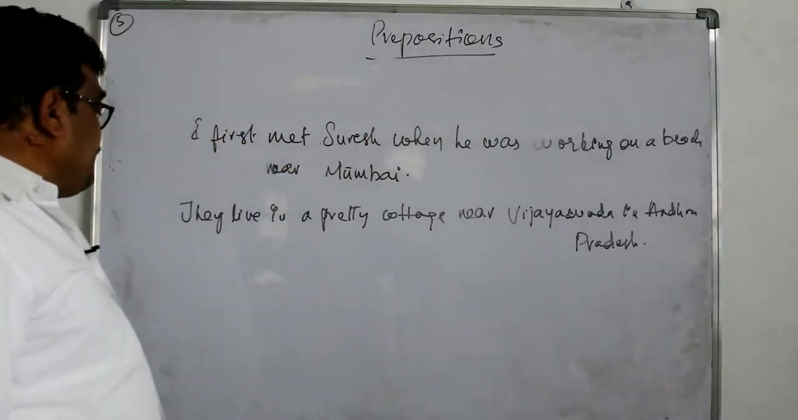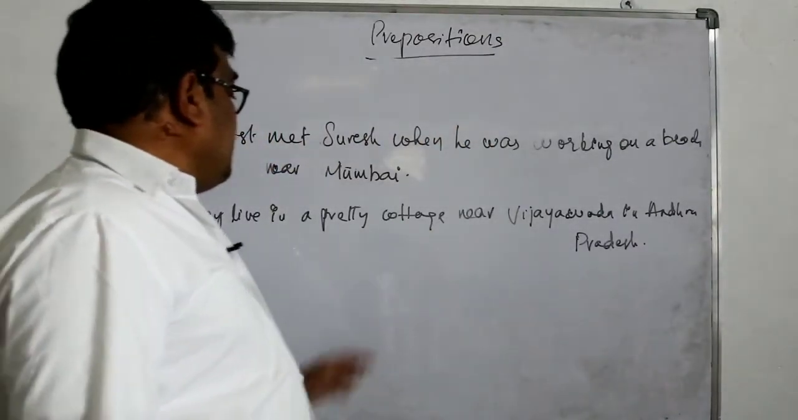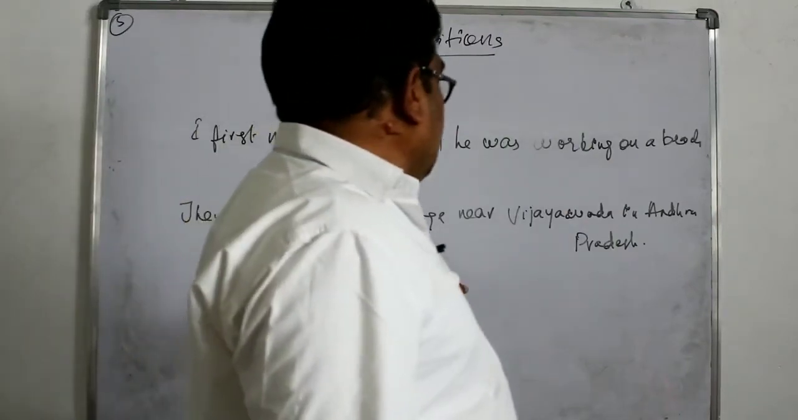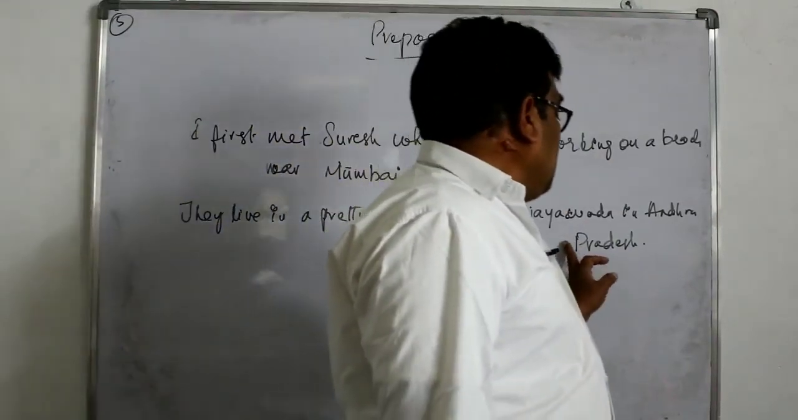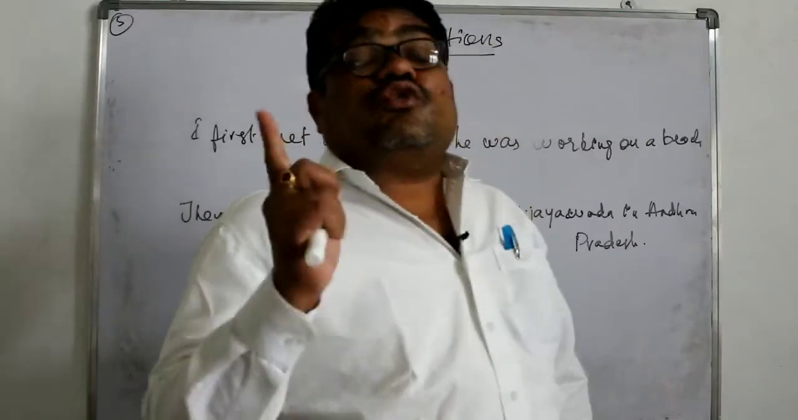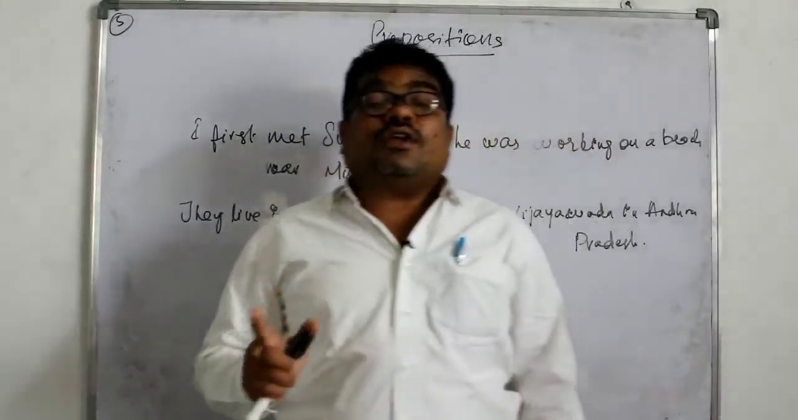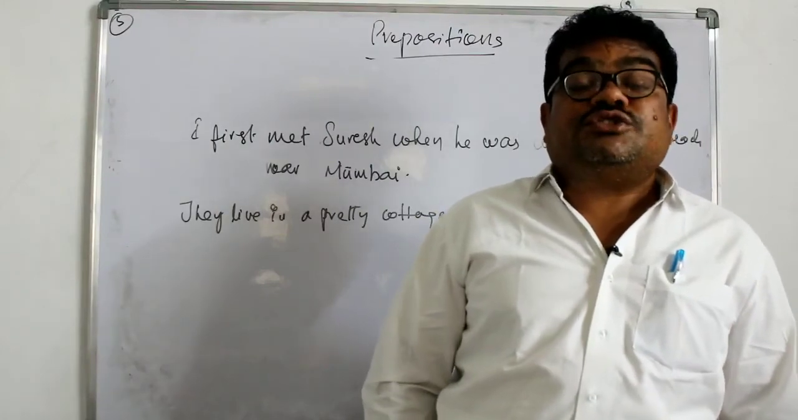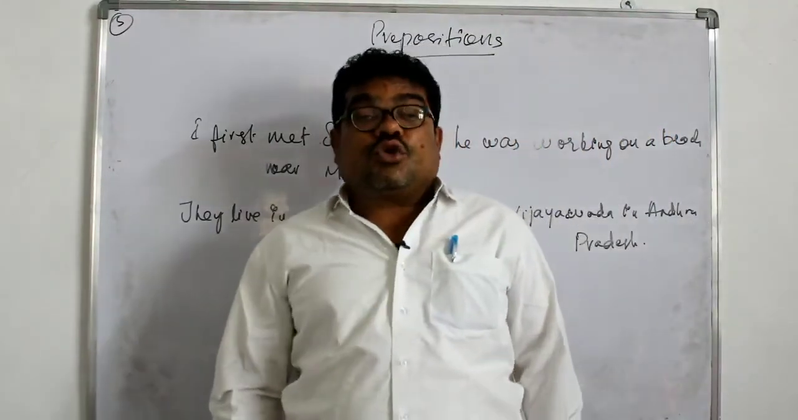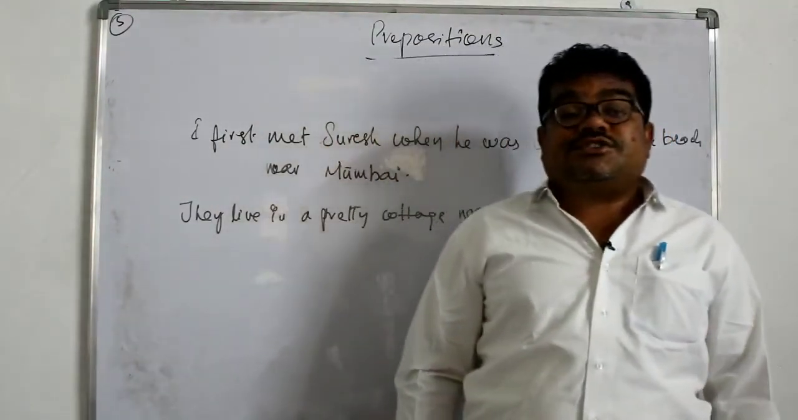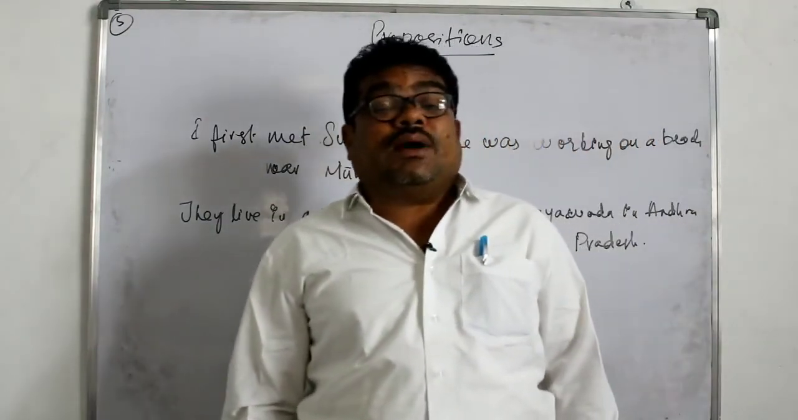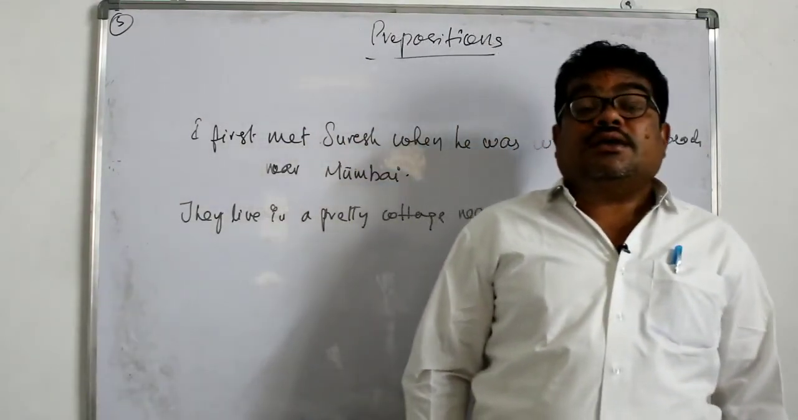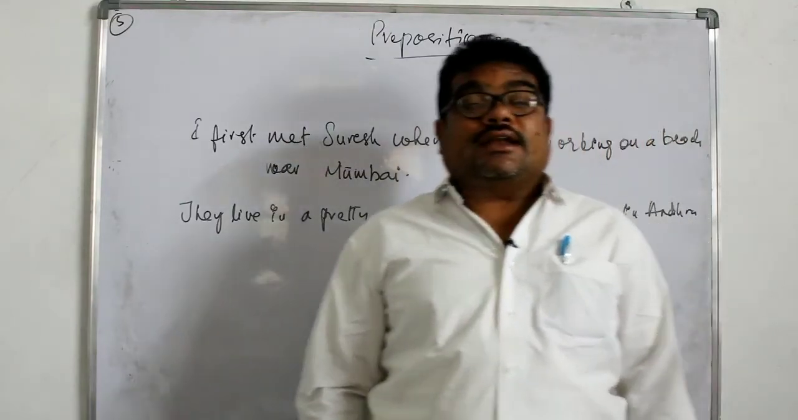Another example, they live in a pretty cottage near Vijayawada in Andhra Pradesh. So when we are talking about cities and towns, we must use near, not by. I have covered in this session the prepositions by, beside, near to, close to and next to.